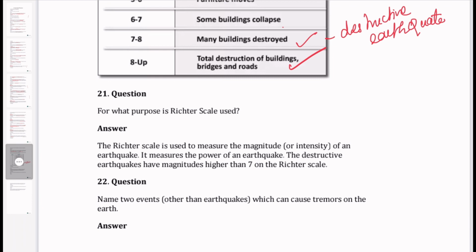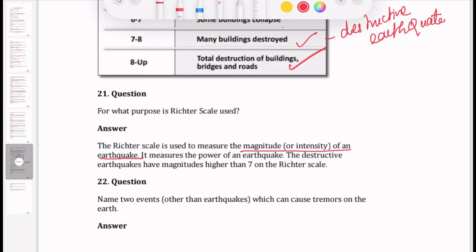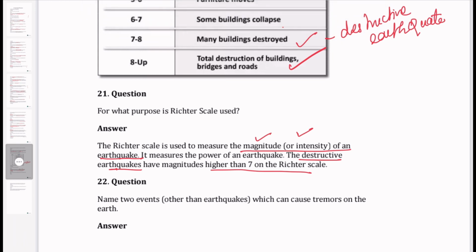For what purpose is the Richter scale used? It is used to measure the intensity or magnitude of an earthquake. If the scale is higher than 7, it is called a destructive earthquake. If it is less than 7, it is not destructive, but we feel some shaking. The earth is shaking, a little effect we feel, but no destruction. But above 7, surely it will be a destructive earthquake.